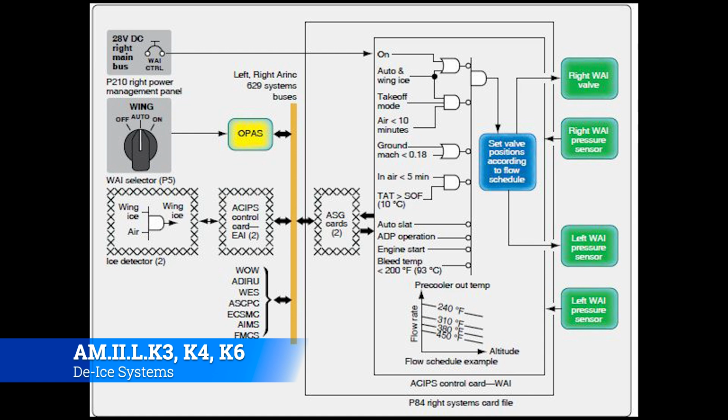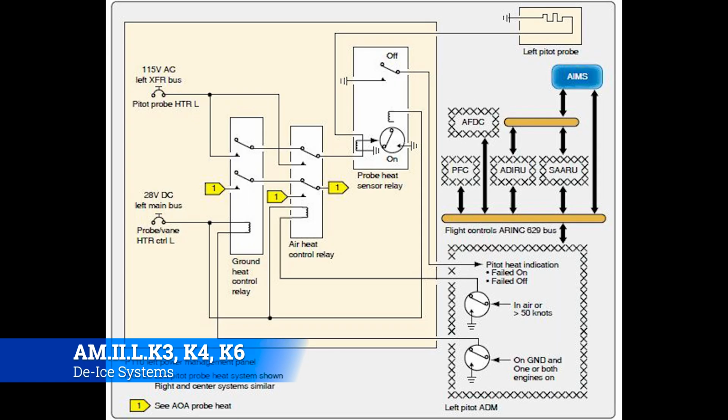So you always want to understand that whenever you're working on something, you're not working on just the one system. You're also working on all the other systems that are connected to that system. Okay, so the wing anti-ice system is a bleed air system, a thermal pneumatic system. This is thermal electric for the pitot tube.